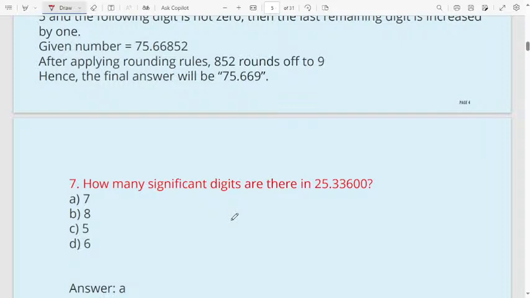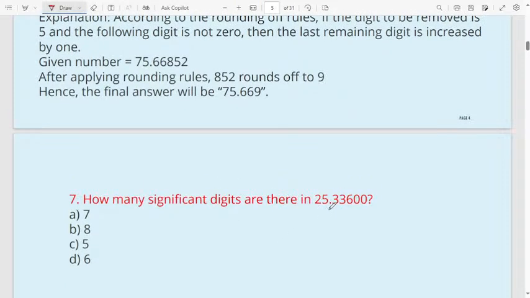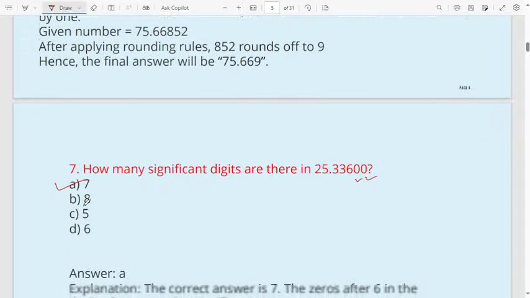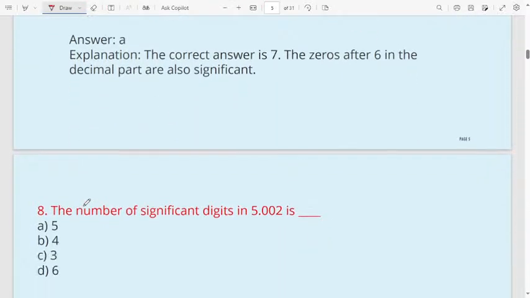Next question: how many significant digits are there in 25.33600? These zeros are also significant because they are present after the decimal. 1, 2, 3, 4, 5, 6, 7. Therefore, the correct answer will be option A, 7. Don't panic if they ask the same type of question in the exam. Significant figures are easy if you follow the rules.